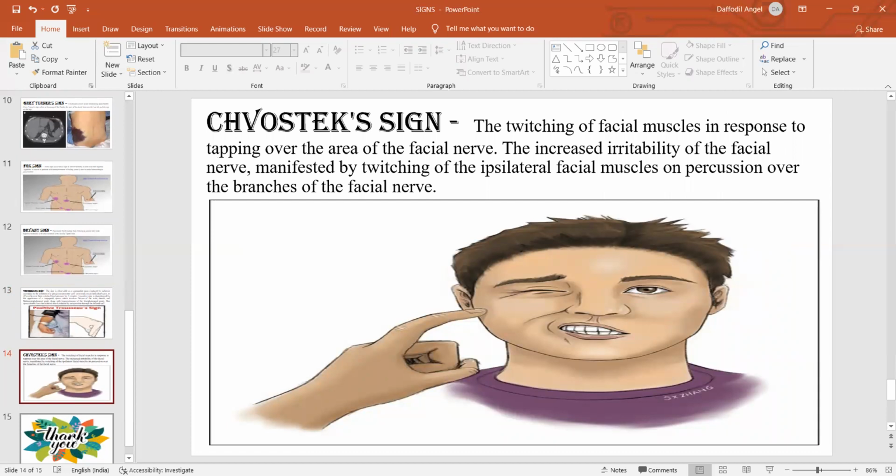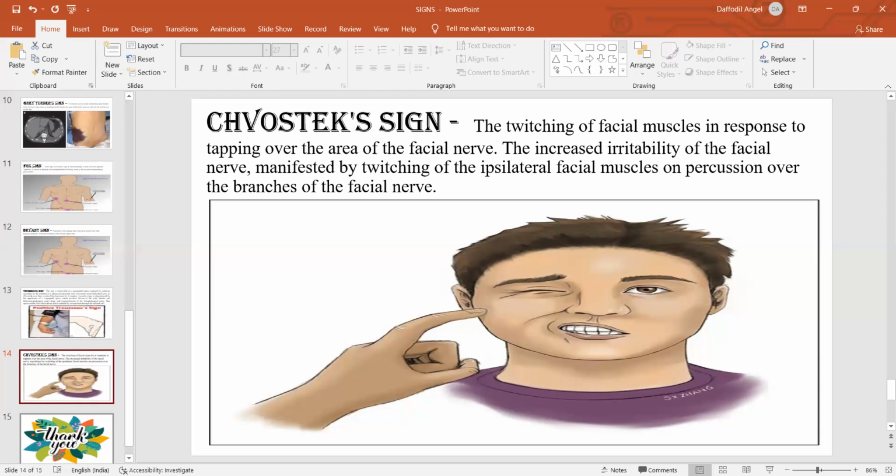Next is Chvostek sign. It is the twisting of facial muscles in response to tapping over the area of the facial nerve. The increased irritability of the facial nerve is manifested by twisting of the ipsilateral facial muscles on percussion over the branches of the facial nerve. If we tap over the facial nerve, due to the irritability, the muscles will become twisted. So a positive Chvostek sign indicates hypocalcemia.